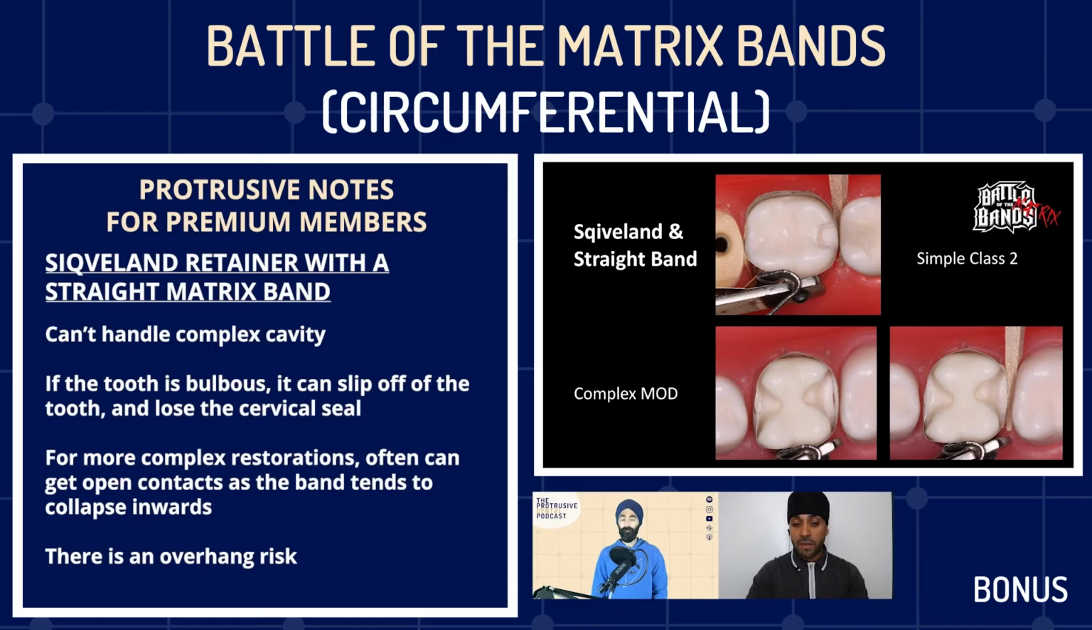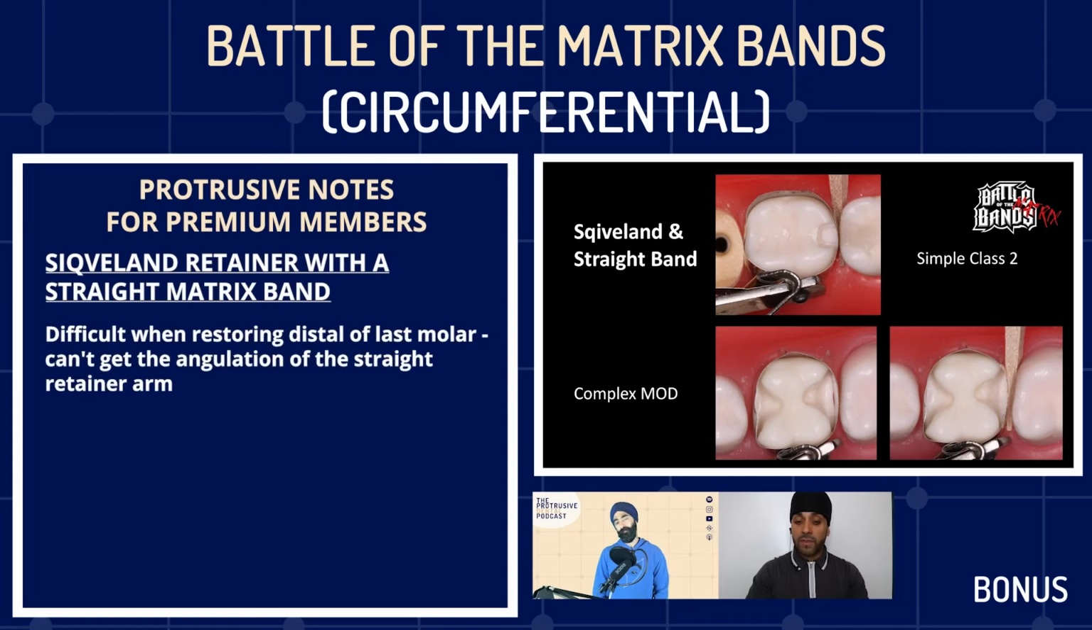And then I just had, finally, for another disadvantage of using a straight arm retainer, a Siqveland with a straight band, is that restoring a distal upper second molar and third molars generally is quite difficult because of that straight arm, and we just can't get the angulation. And then the final thing I'd add is that wedging can sometimes distort our matrix as well, because we're really struggling to get it to seal the base of the cavity.